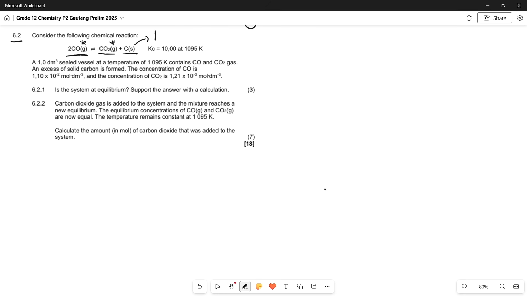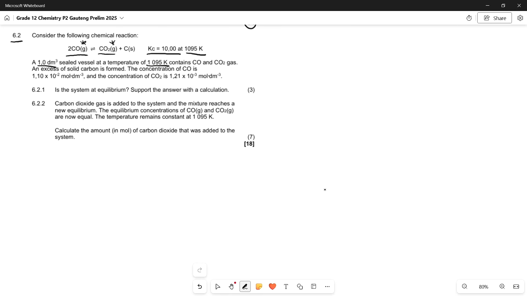But if there is a gas on the same side as it, we just ignore the solid when it comes to Kc. So here they've given us the Kc value of 10 at 1095 Kelvin. And then they say a 1,0 decimeter cubed sealed vessel at a temperature of 1095 Kelvin, as they mentioned over here, contains CO and CO2 gas. An excess of solid carbon, as we mentioned, is formed.